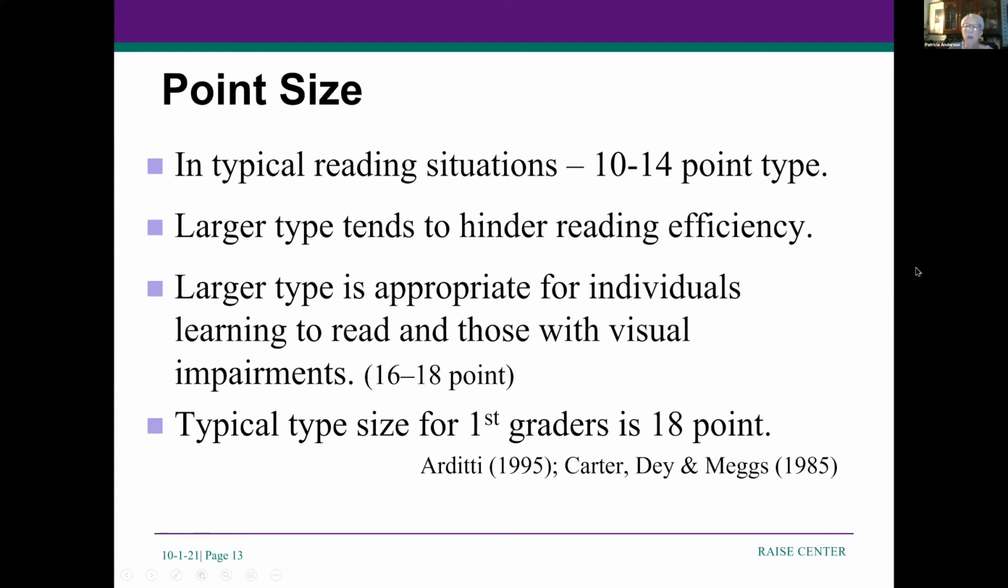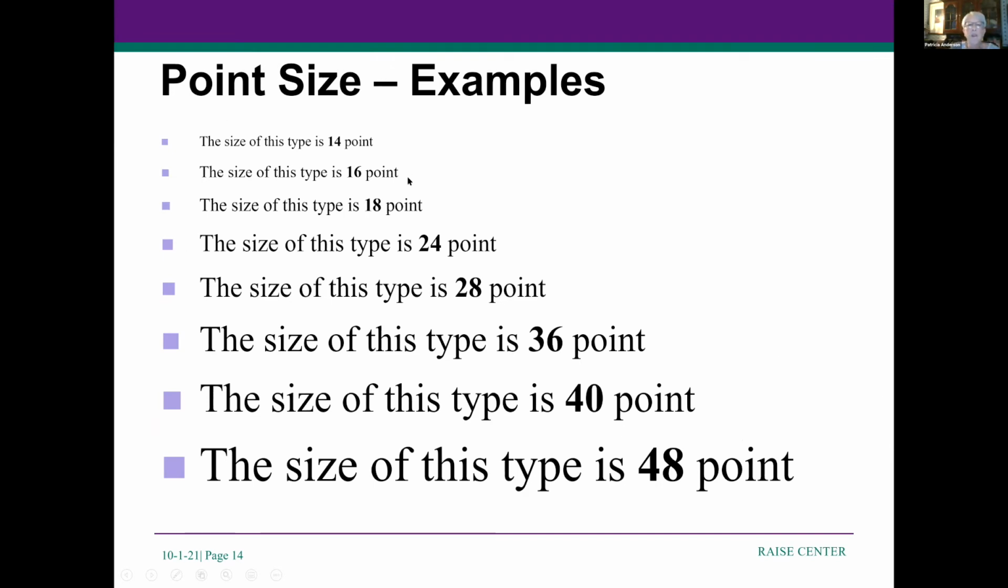Typically, we recommend 10 to 14 point type for print materials, with 12 being the average. Larger type tends to hinder reading efficiency. However, for some populations, like those with visual impairments, they do need a larger point size of 16 to 18 point. Typical size for first graders is 18 point. So this is an example of the actual point size.